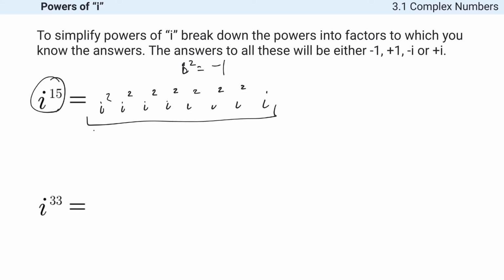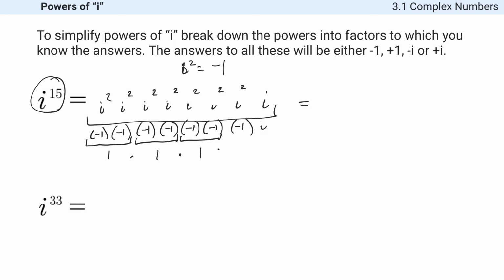But each of those I squareds is negative 1, right? This is going to take me a while to do. And then an I. Then I can say, well, negative 1 times negative 1 is a positive 1. Positive 1. Positive 1. And that one I'm stuck with. So my answer at the end of this, if I multiply 1 times 1 times 1 times a negative 1 times I, I'm going to wind up with a negative 1I, or negative I.